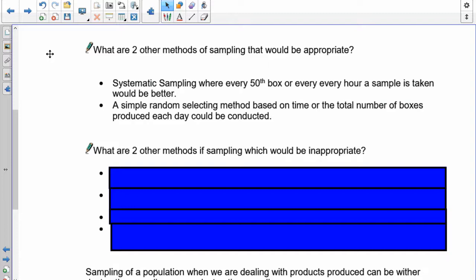Another way would be a simple random selecting method based on time or the total number of boxes produced each day. So for example, you could do a random time selection. You pick at 8 o'clock, check at 8:15, check at 9:27. These could all be randomly selected. Or you could also check the number of boxes produced. So you could say check the first box, check the 20th box, check the 207th box. These would all be randomly selected.